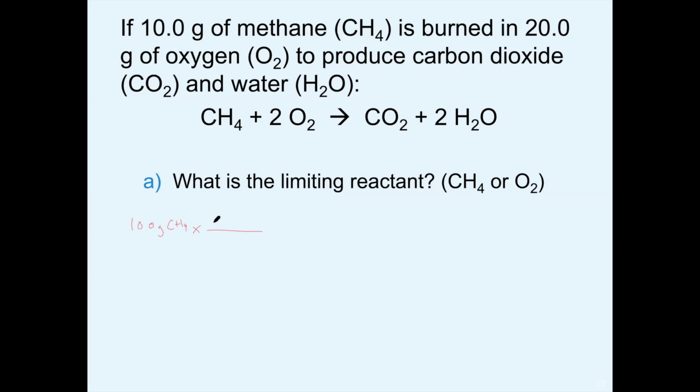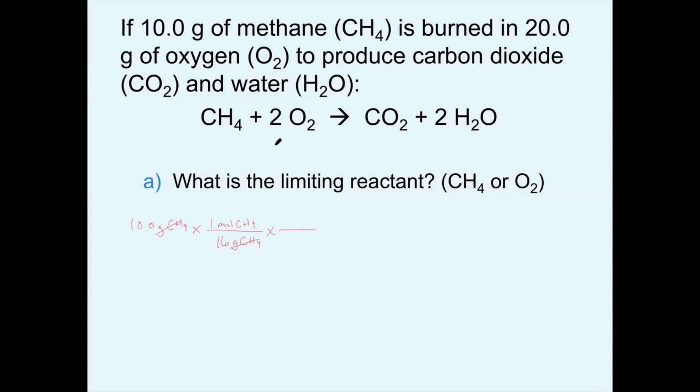So 1 mole of CH4. I'm just going to do this mentally. Carbon is 12, each hydrogen is 1. So that's 4 plus 12 is 16. So that's 16 grams of CH4. I'm just simplifying in the interest of time. So grams of CH4 over grams of CH4 cancel. So 1 mole, this is the molar mass of CH4.